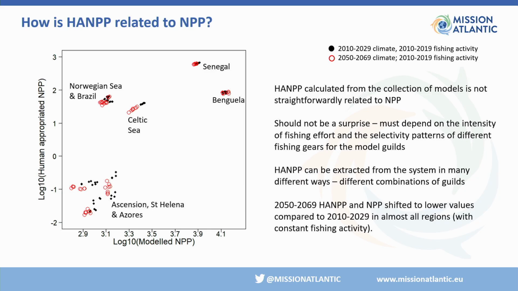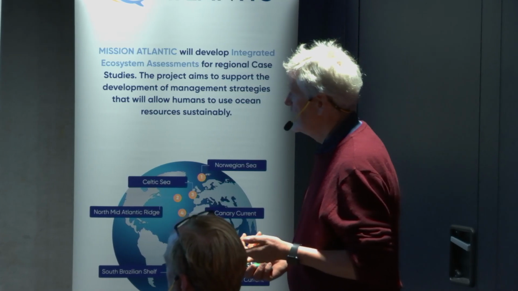So how does that relate? How does the human-appropriated net production relate to actual primary production? And the answer is not very clearly. So in this graph, the x-axis is net primary production, and the y-axis is the human-appropriated part, what's caught. And it's not a nice, clear relationship. It's not straightforward, which shouldn't be surprising, because that relationship will depend on the intensity of fishing and the selectivity patterns of different fishing gears for the model gills. So there are many ways you can extract the primary production footprint of the system, because by different combinations of fishing, you can catch different combinations of gills.